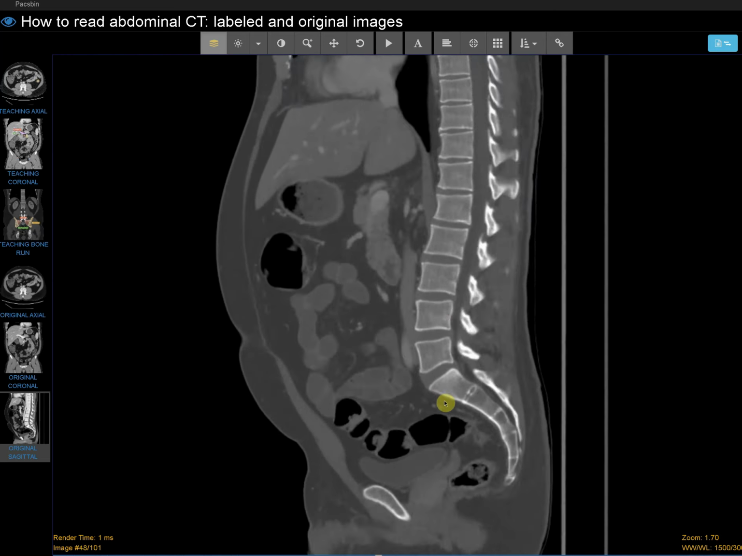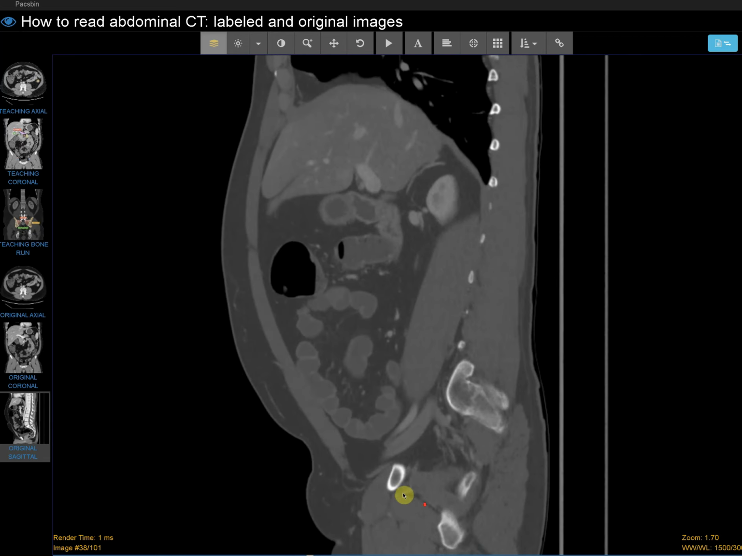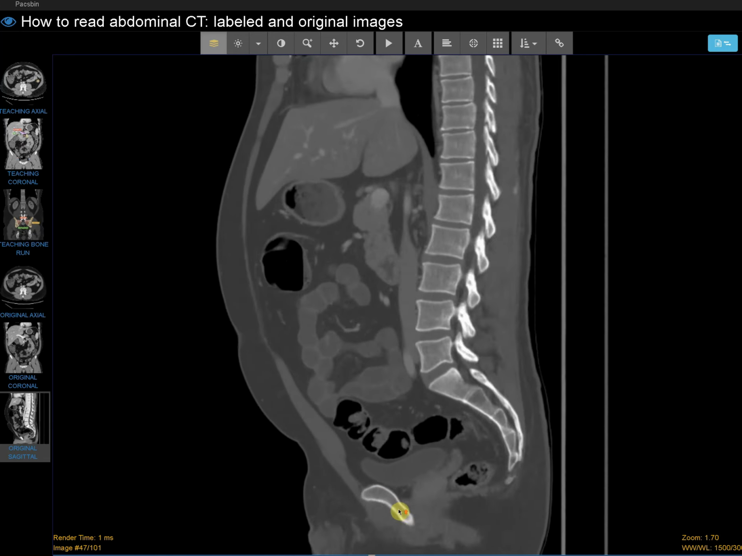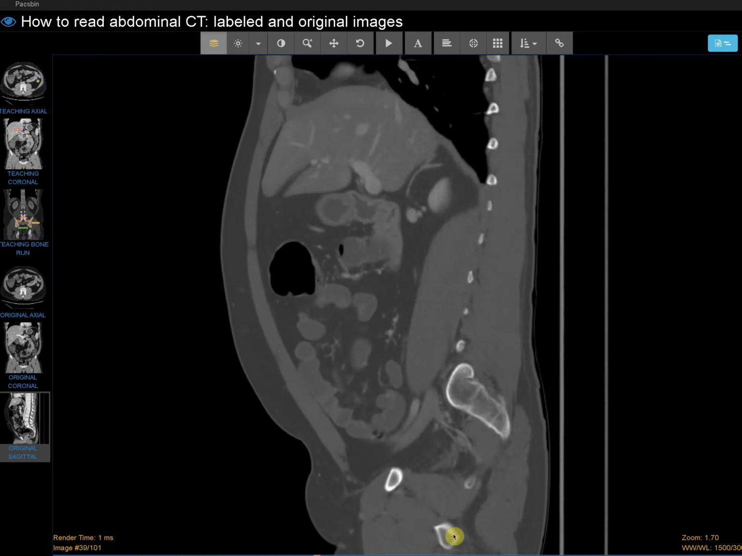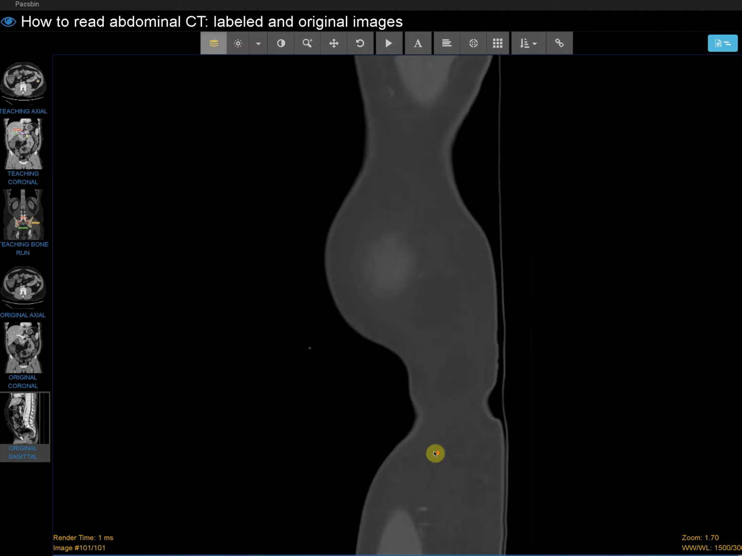And after I do that, then I come down and look at the ilium, my femur, superior pubic rami, pubic body, inferior pubic rami, ischium, and do the same thing on the other side as well.